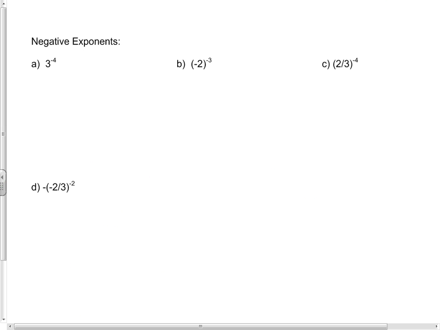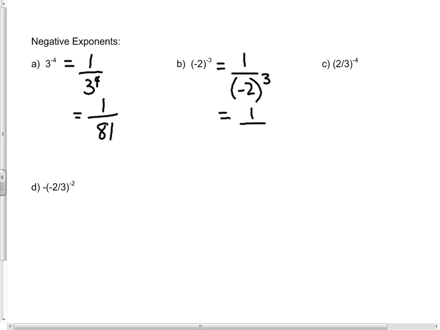Let's try a few. A, 3 to the minus 4, 1 over 3 to the 4th, which is 1 over 81. B, minus 2 to the minus 3. So I have a negative exponent, so it means flip. I still have the base as negative 2, and it's being cubed because my negative exponent has already been dealt with. Negative 2 cubed is a negative number. Negative 2 times negative 2 times negative 2.